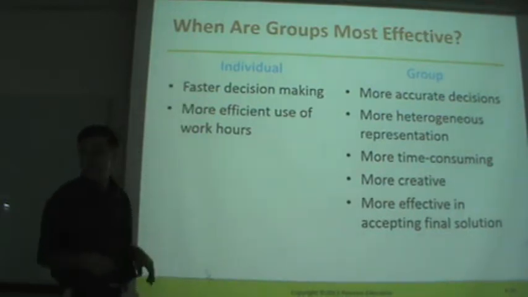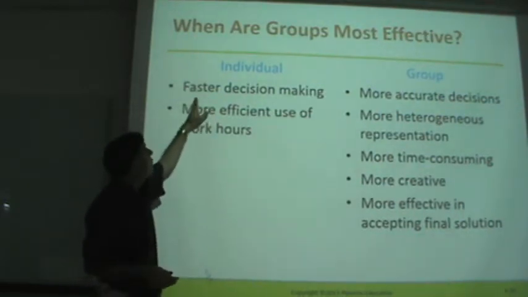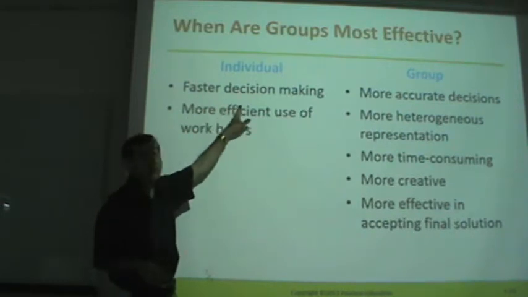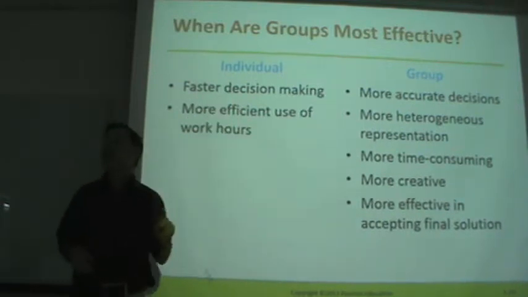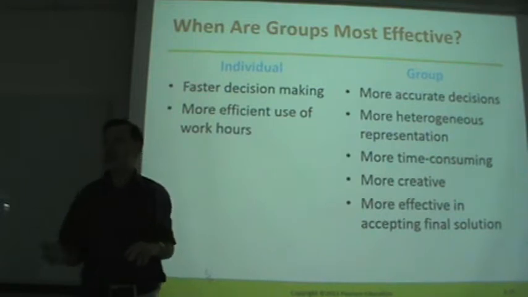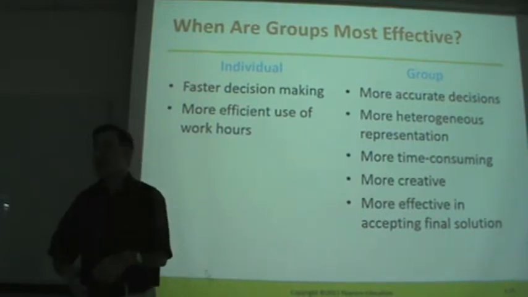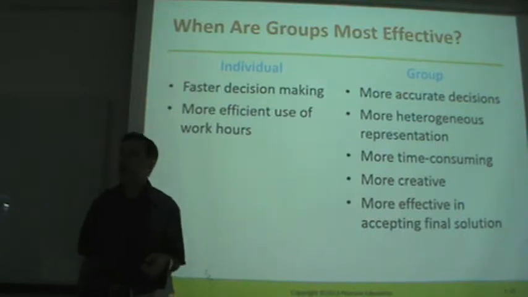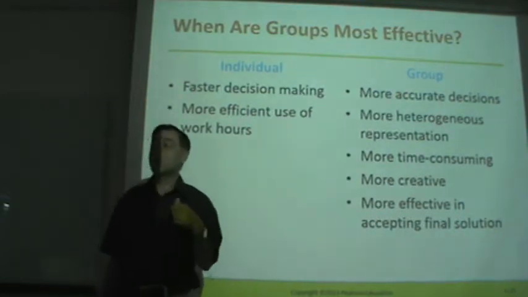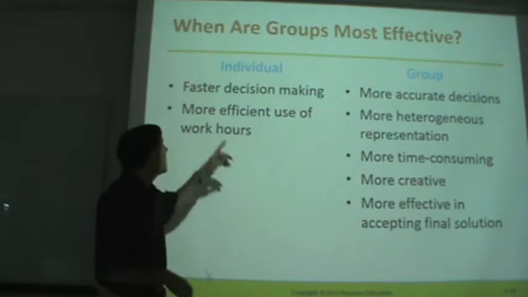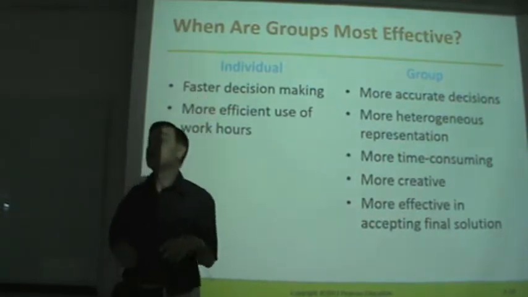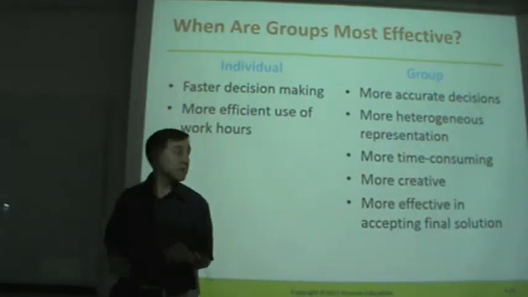And under what circumstances? If you want a fast decision, you choose an individual. You want a quick decision, you don't want to have a group, get them together, argue, and decide. When a decision must be quick, you always make it by individual. You choose somebody and make it.